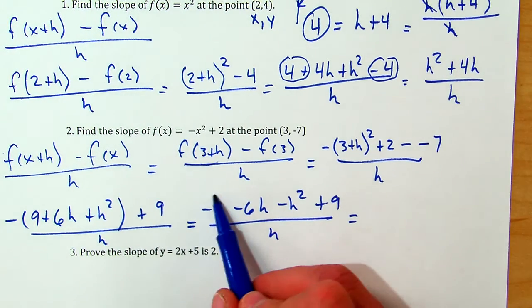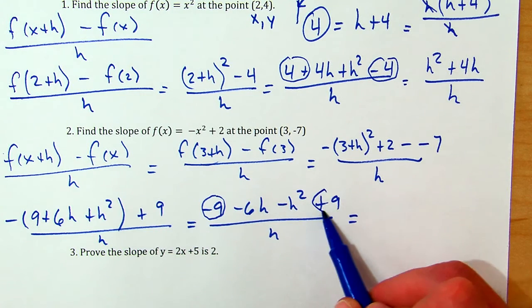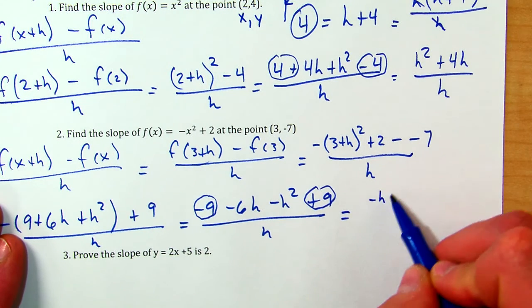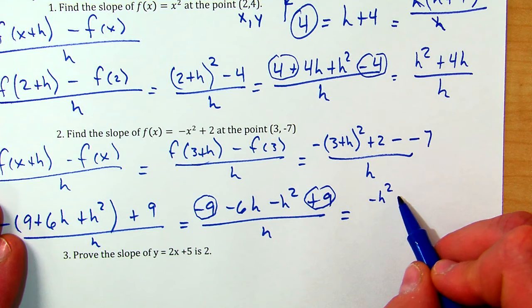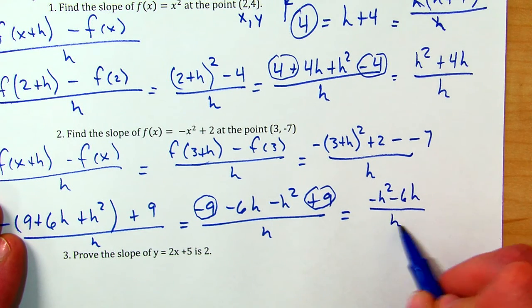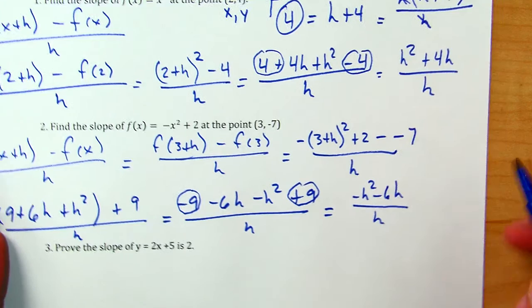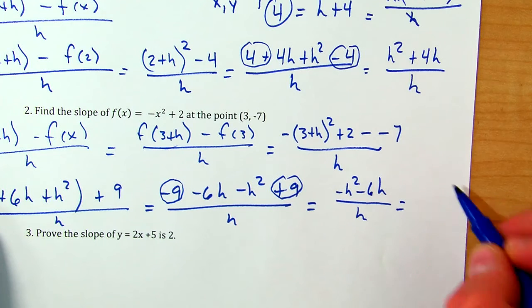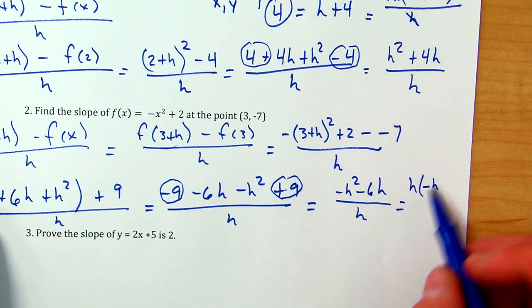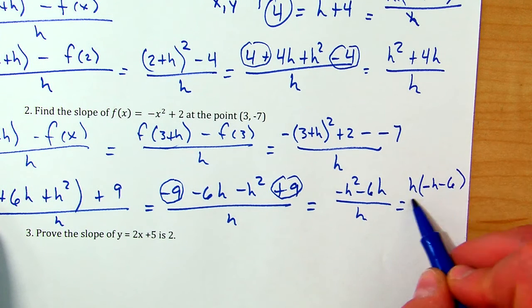Let's highlight the parts that cancel out. I see a -9 and I see a positive 9, like that. So I have -h^2 - 6h all over h. We can factor an h out of the top. If I do that, I have h(-h - 6) all over h, and cancel.